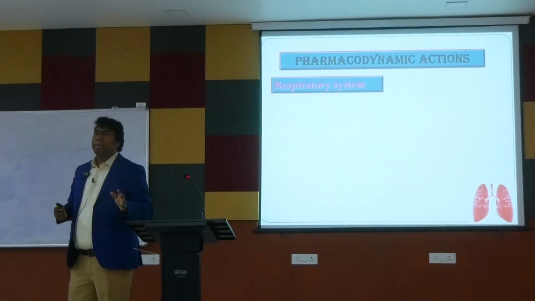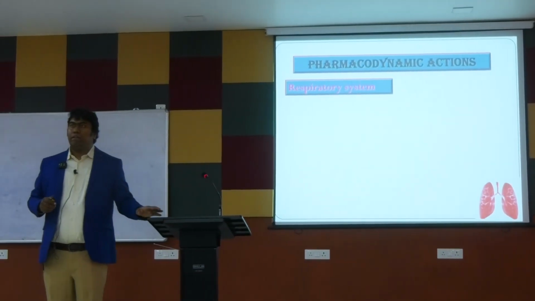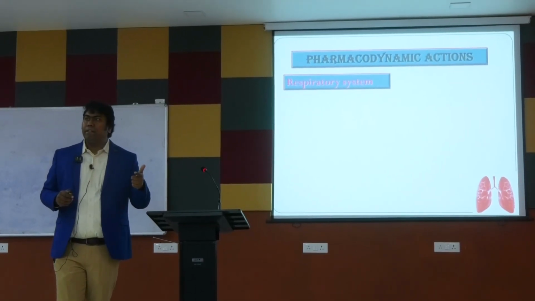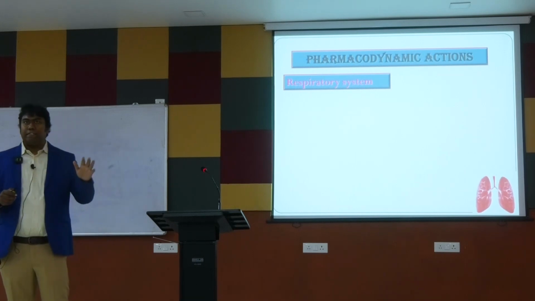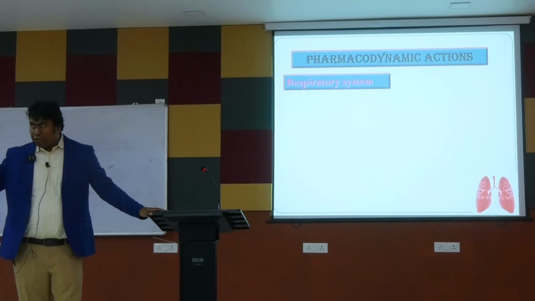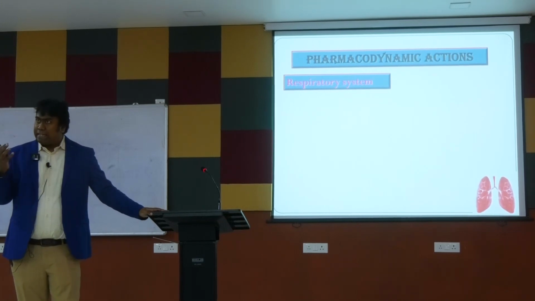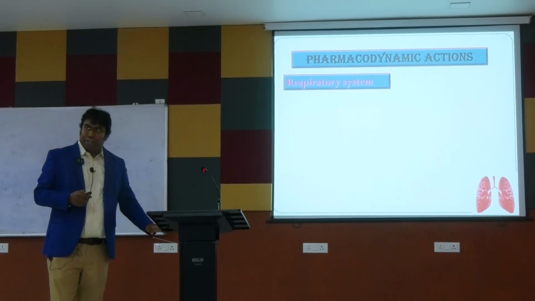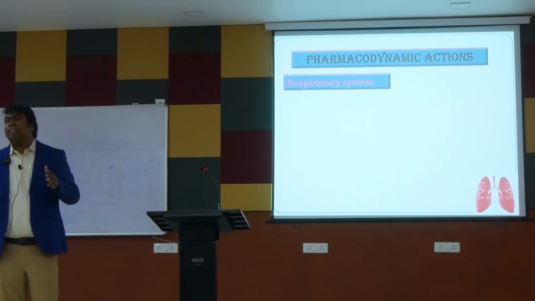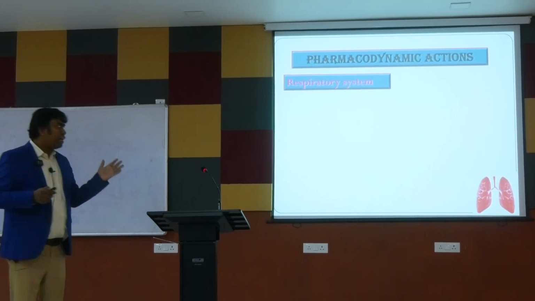Then the respiratory system. What will happen in the respiratory system? Bronchodilation, and secretion will be reduced. In asthma or COPD there is increased secretion and constriction of the smooth muscle of the tracheobronchial tree. Which drugs do we give? Anticholinergics like ipratropium or tiotropium bromide can counteract this.